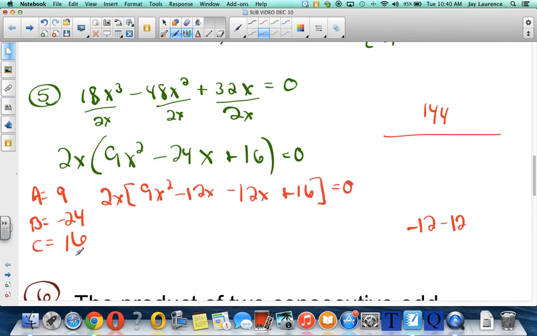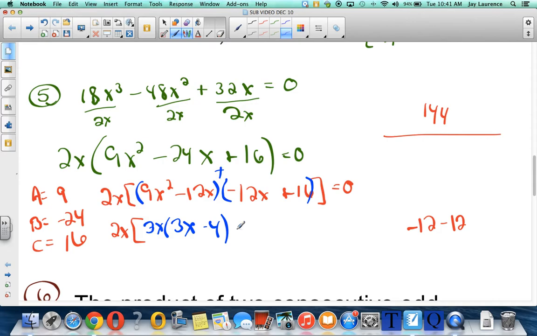That'll equal 0. The 2x stays out front. I'm going to GCF this pair. I probably should show the grouping here. Let me show the grouping. There we go. And so I'm going to get what? A 3x. And what will be left in there? A 3x minus 4.